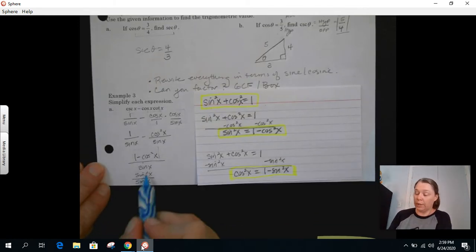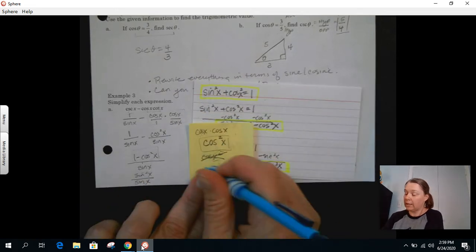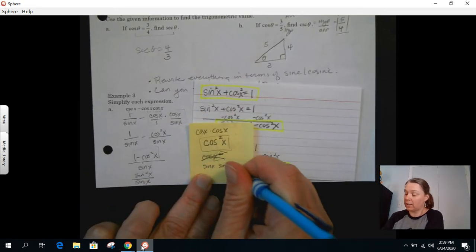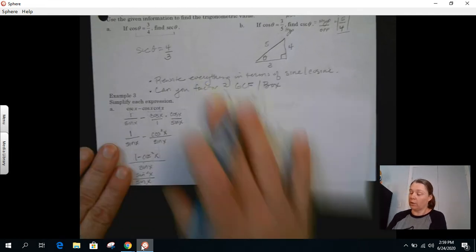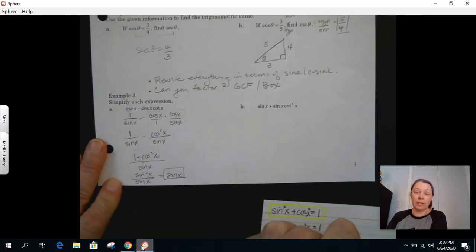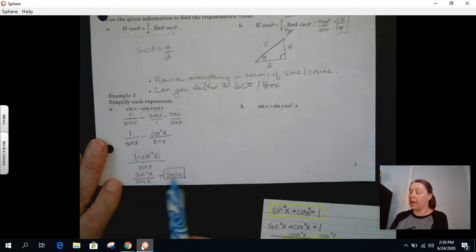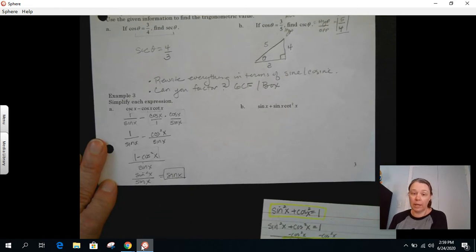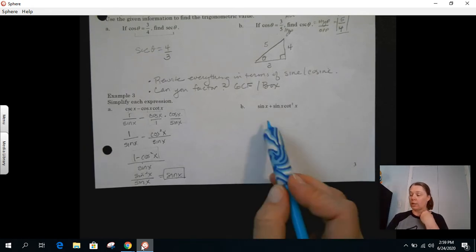I can reduce that. If I have sine squared x over sine of x, that's like I had sine x times sine x over a sine of x, and one of those cancels. That just leaves me with the sine of x. So when you're asked to simplify, I took this whole thing, which looks kind of like a mess, and it just ends up equaling sine of x. That's our goal in these, to condense them down using all these identities. So take a look at the next one.